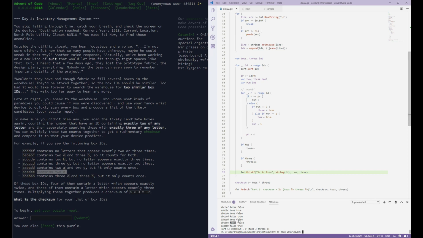Okay, so I'm missing it when it's in the last position. This one should be true. Okay, yeah, so I'm missing the last position because I'm not checking the run. I need to check the run at the end here as well. This is dirty, but somebody's gotta do it.